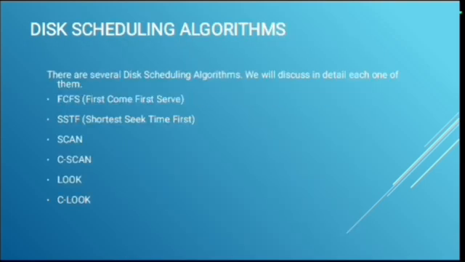Next, we will see what are the available disk scheduling algorithms. The available disk scheduling algorithms are first come first serve algorithm, shortest seek time first algorithm, SCAN algorithm, C-SCAN or circular scan algorithm, LOOK algorithm, C-LOOK or circular look algorithm. These are all the several disk scheduling algorithms in operating systems. We will discuss in detail each one of them.